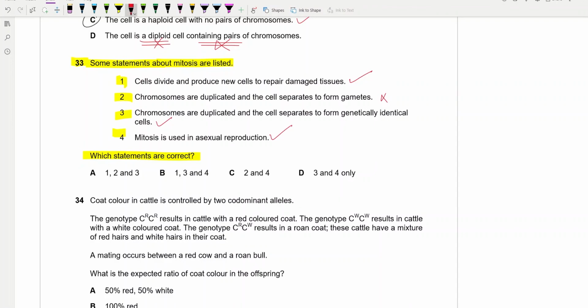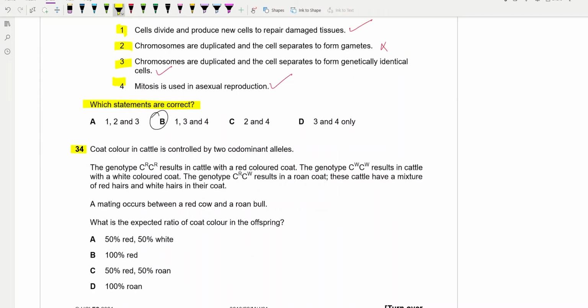So the correct option would be option B, 1, 3, and 4. Question number 34. Coat color in cattle is controlled by two codominant alleles. The genotype CR CR results in cattle with a red coat. The genotype CW CW results in cattle with a white coat. The genotype CR CW results in a roan coat. These cattle have a mixture of red hairs and white hairs in their coat.